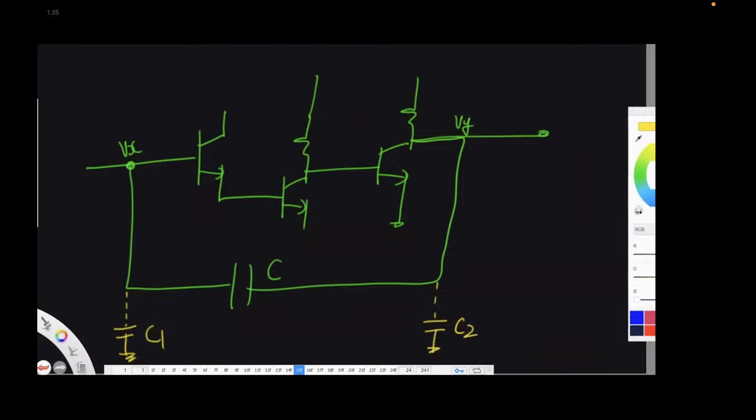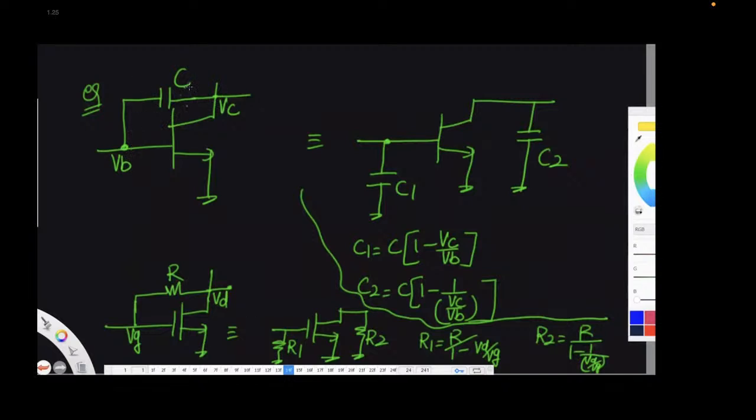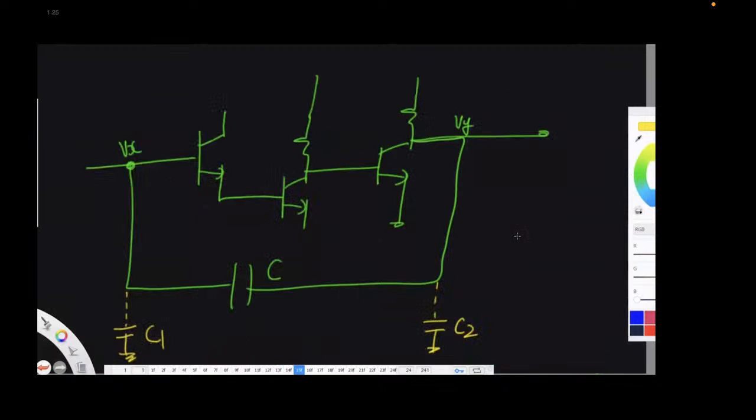Students have a wrong notion that we have to apply Miller's theorem only to this specific case. No. Miller said if any capacitor is ungrounded, you can replace it by two grounded capacitors. That's the main intention. So it is connected here. So what is C1? This C1 is going to be this C multiplied by 1 minus where this capacitor is connected.